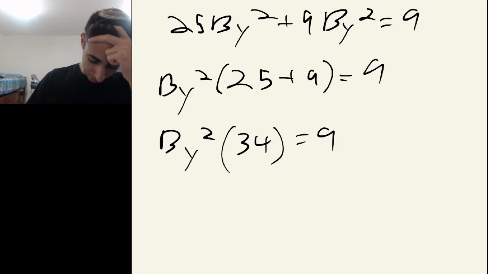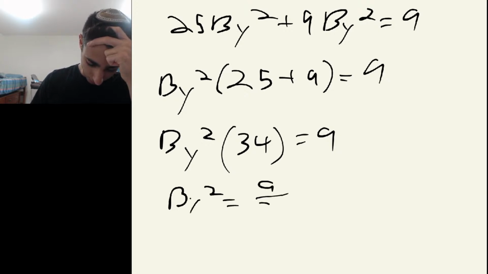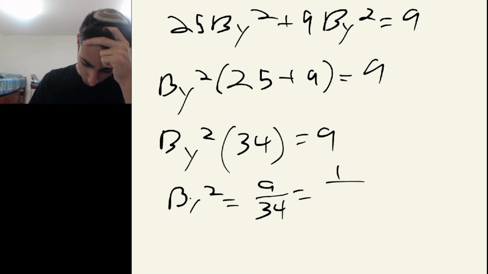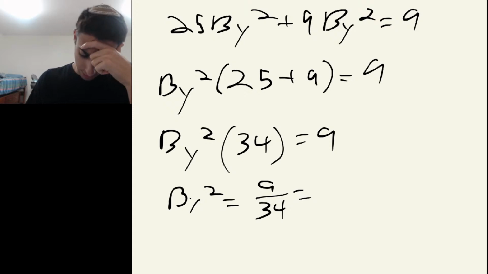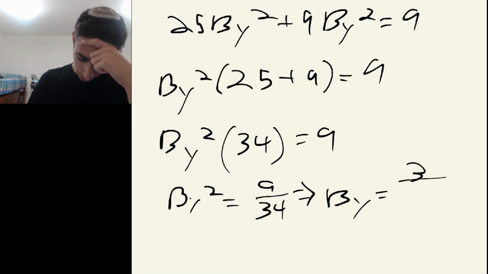Okay, and then we have by squared equals 9 divided by 34. 9 divided by 34 is just equal to 1 over 4? No. 9 and 34 are not at all similar in that way. I thought it was 32. So this is just the square root. So it's going to lead to by equals 3 divided by... does 34 have a square root?